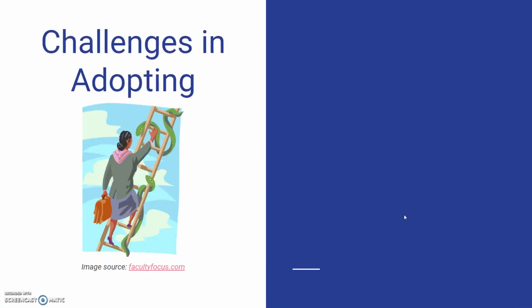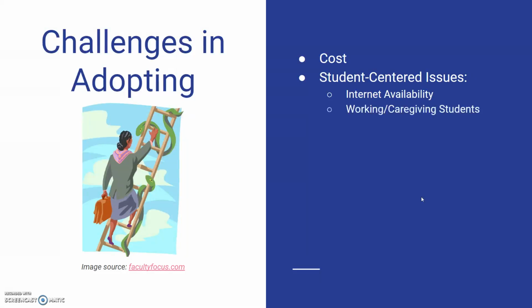So if blended learning is so helpful, what's stopping us from having it implemented everywhere? Well, of course, the obvious answer is cost, right? Every student needs access to reliable internet and a device. These are student-centered issues. Beyond internet availability, there's a real demand on the student's time outside of the school day in the vast majority of these models.